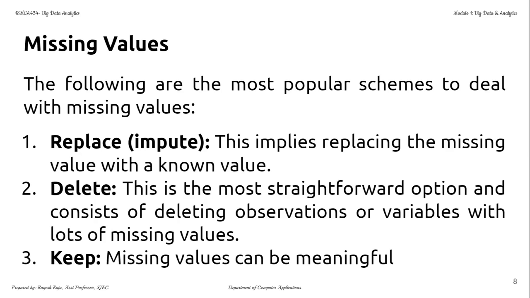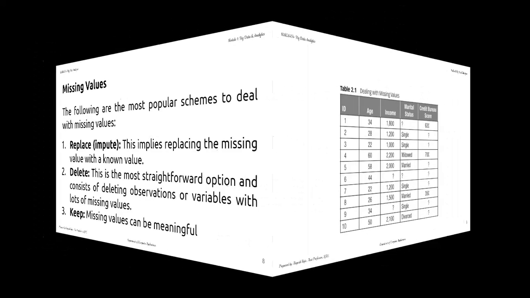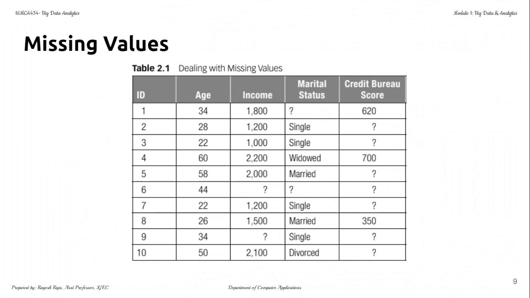The second option is deleting it. That is, if you have a large number of variables missing, then the straightforward option is to delete it. And the last one is keeping the missing value. You can keep the missing value as it is if it is meaningful. So we'll take a small example here.